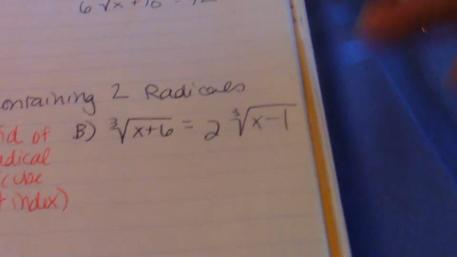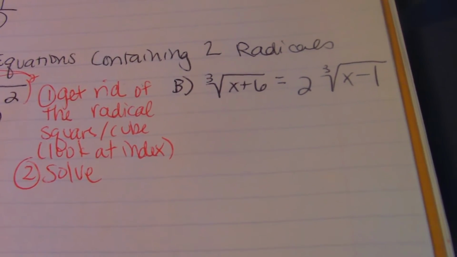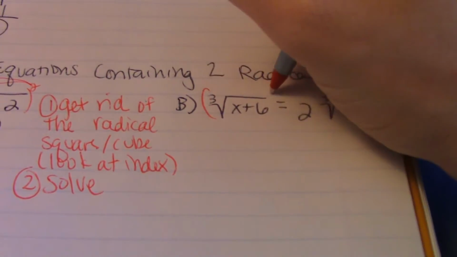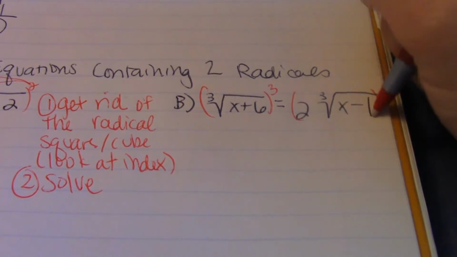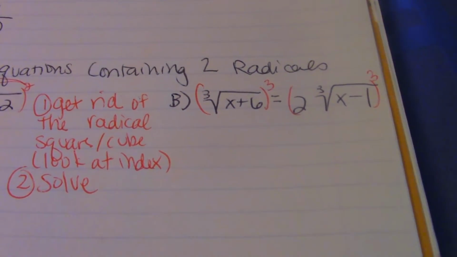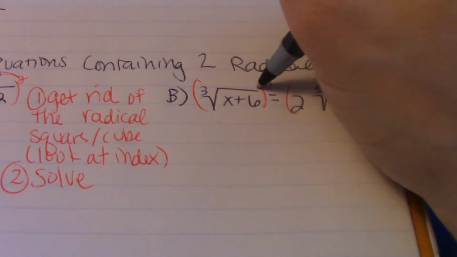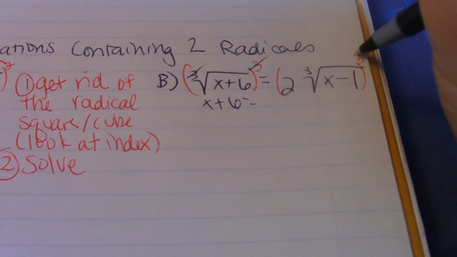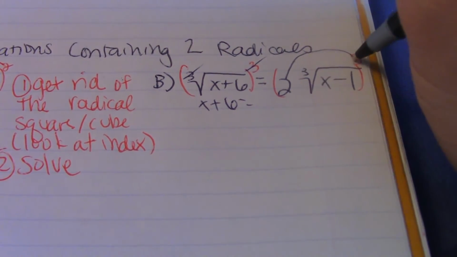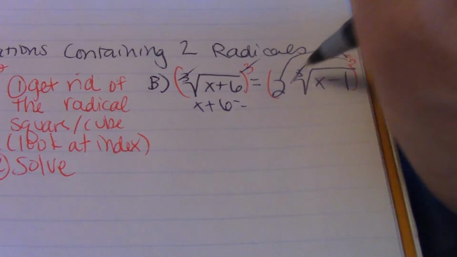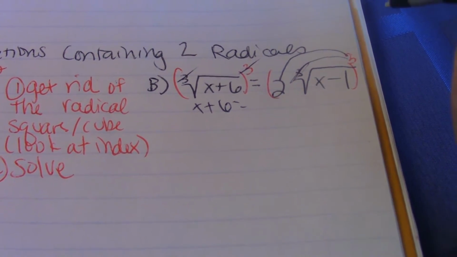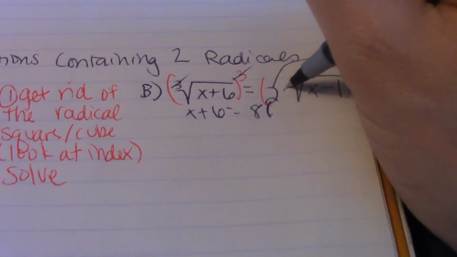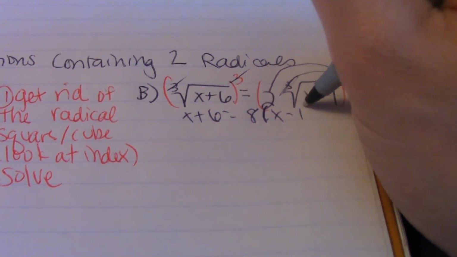We need to do the same thing on b. So get rid of the radical. In this case, it is a cube root. So to get rid of a cube root, we need to take the cube. This 3 cancels with this 3, and we're left with x plus 6. But this 3 goes with the 2, and then that 3, so it cancels that 3. But 2 cubed, 2 times 2 times 2, is 8. Parentheses, and then since this cancels, just what's inside.